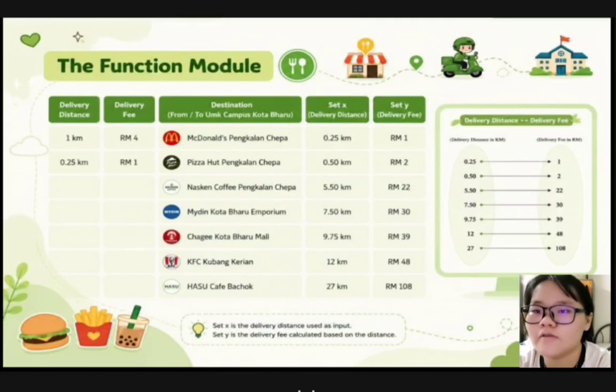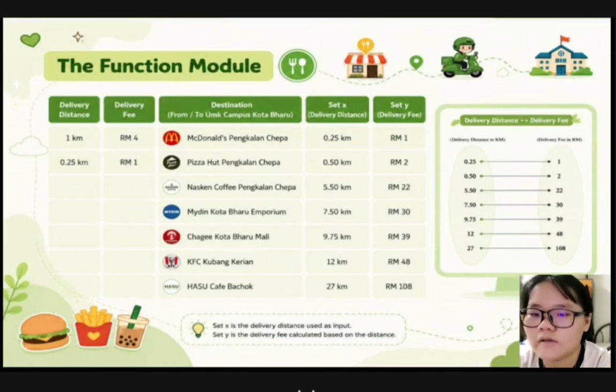In this modular, we study the relationship between delivery distance and delivery fee. For our data, we selected several locations around UMK campus Kota Baru, such as McDonald's Bengkalan Cepa, Pizza Hut Bengkalan Cepa, Nesken Coffee, Maidin Kota Baru, Changi Kota Baru Mall, KFC Kubang Korean, and Hasu Cafe Bachok. These locations were chosen because they represent different types of food and different delivery distances from the campus.